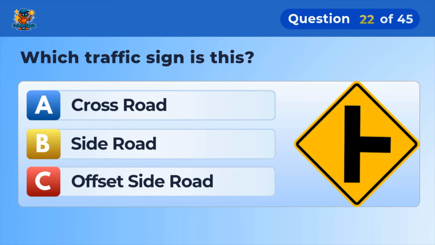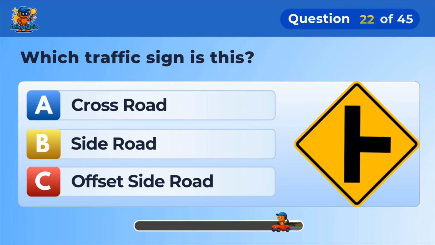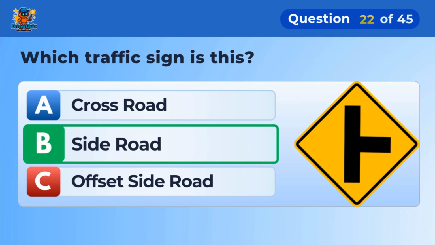Question 22. Which traffic sign is this? A. Crossroad. B. Side road. C. Offset side road. You got it. It's the side road sign.